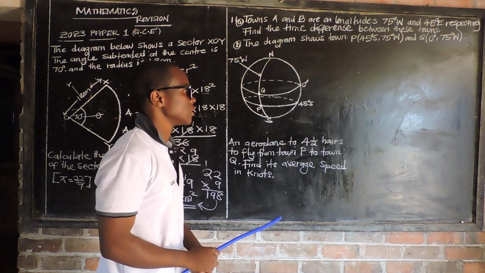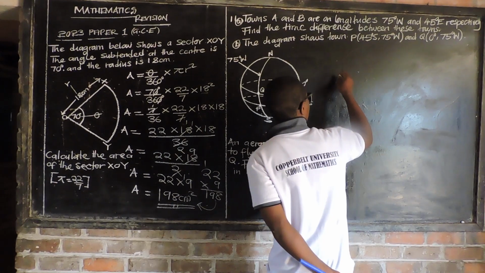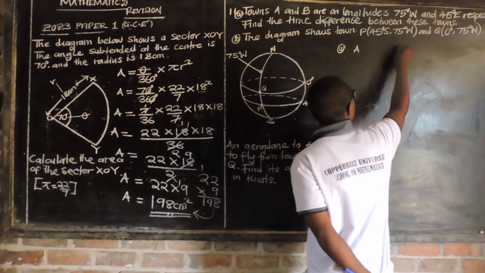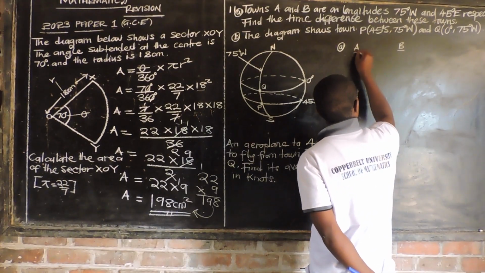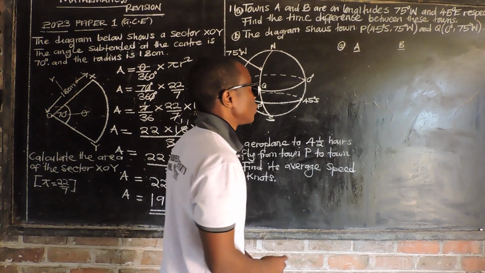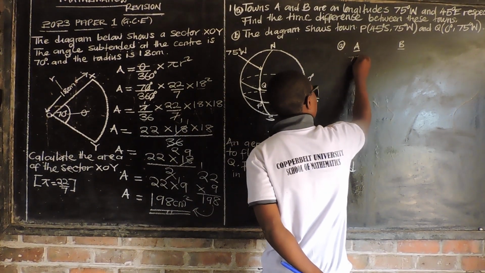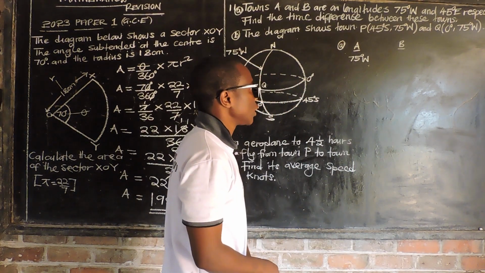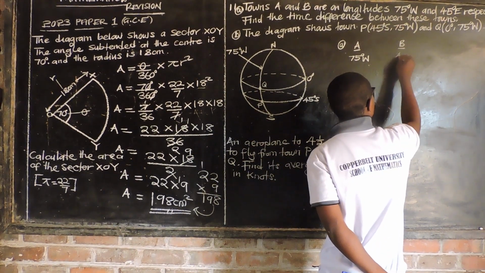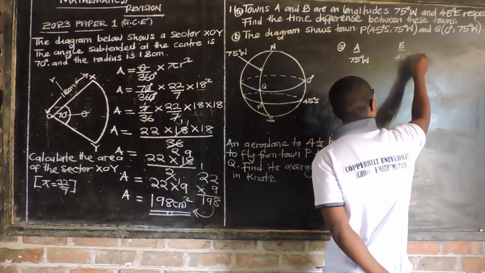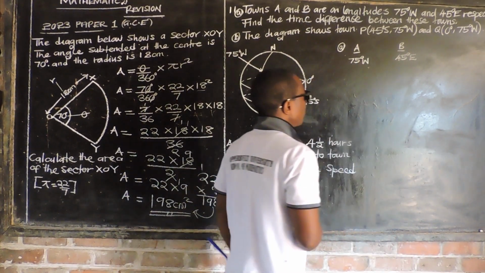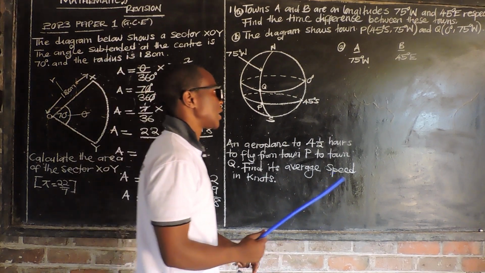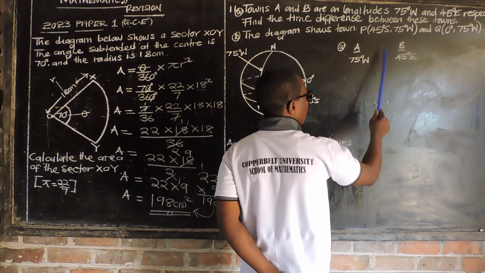So we have two towns, town A and town B. Town A is on longitude 75 degrees west, then town B is on longitude 45 degrees east. So we have these two towns. Then they are saying find the time difference between these two towns, town A and town B.